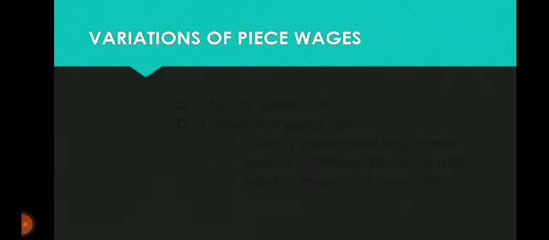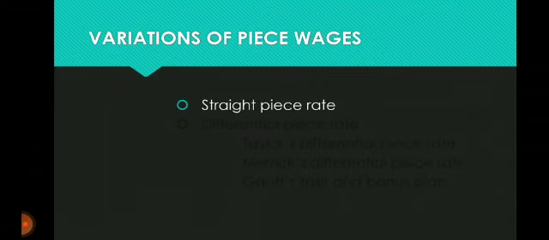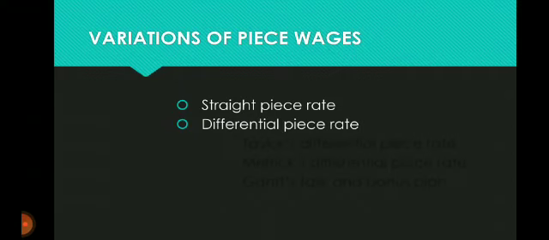Variations of piece wages. First one, straight piece rate. Under this method, workers are paid according to the number of units produced at a fixed rate per unit. Differential piece rate. This is an improvement over straight piece rate to increase the performance of both efficient and inefficient workers. Higher performance is paid at a higher rate and lower performance is paid at a lower rate. In other words, the increase in wage is in proportion to increase in production.